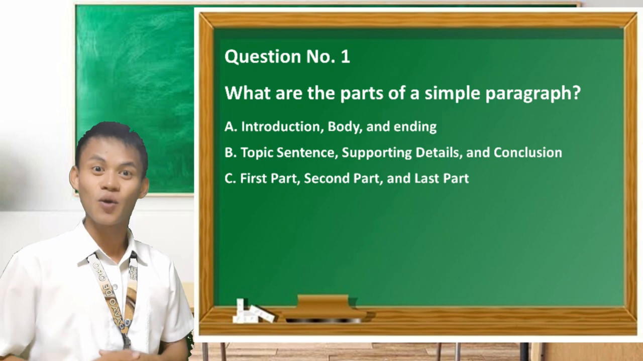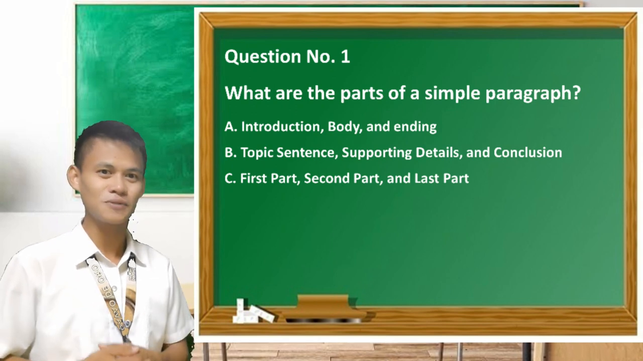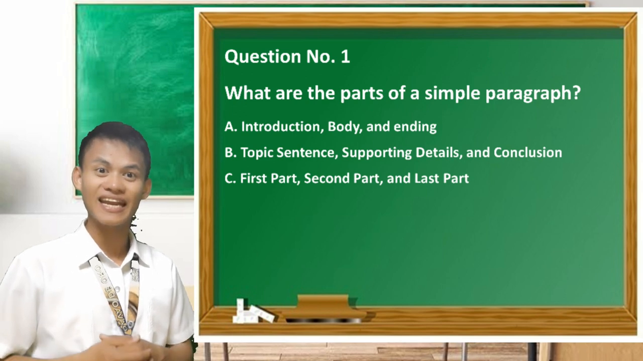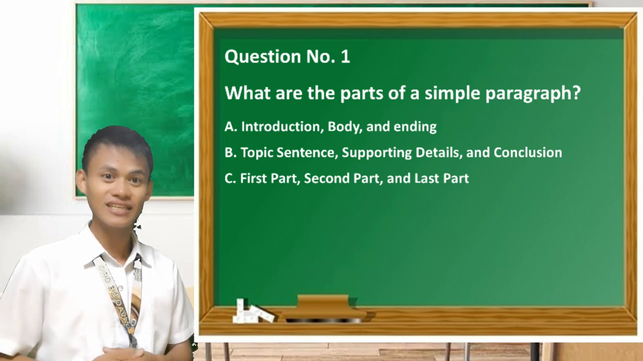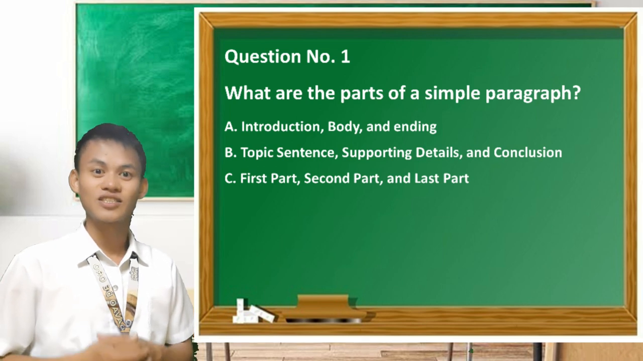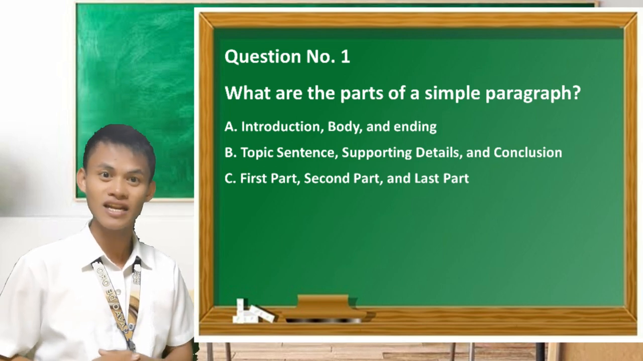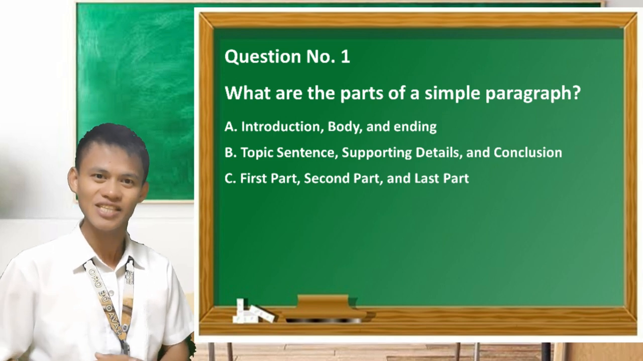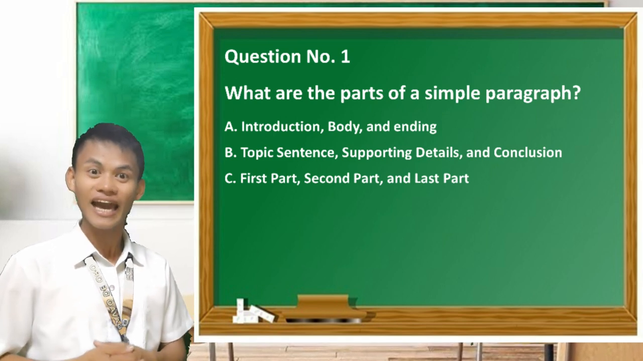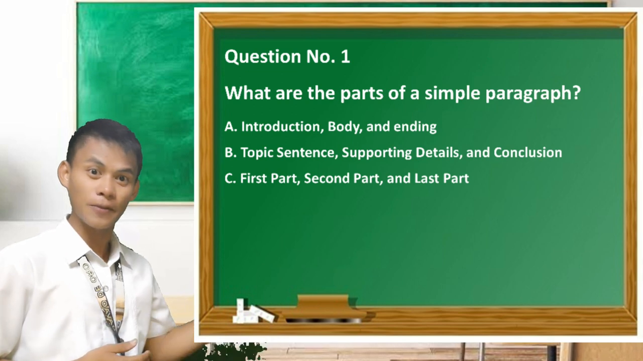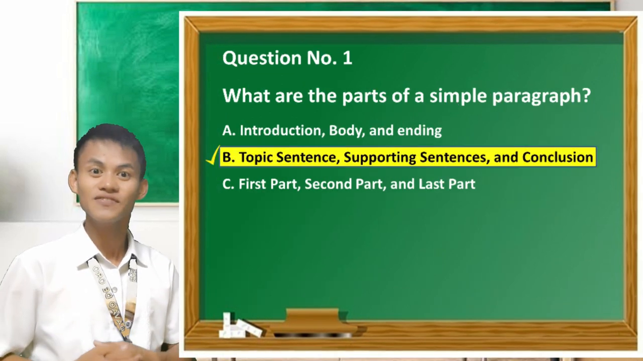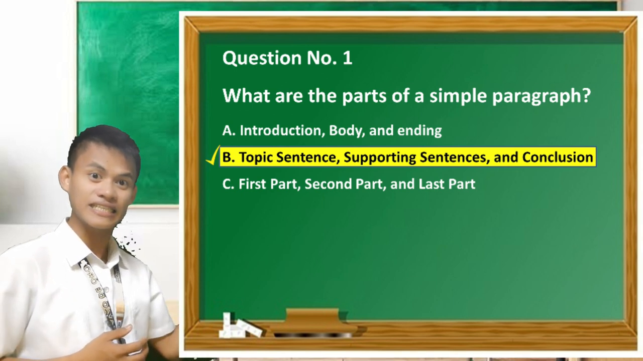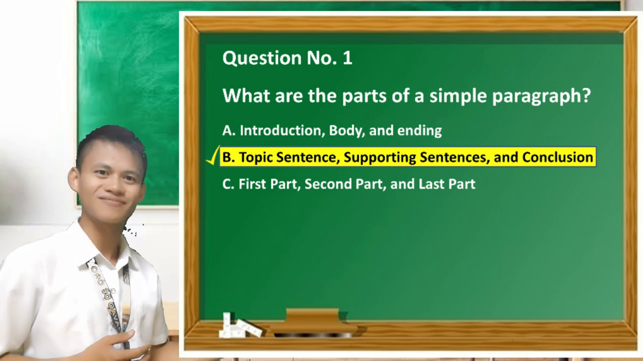Question number 1. What are the parts of a simple paragraph? Letter A, introduction, body and ending. Letter B, topic sentence, supporting details and conclusion. Letter C, first part, second part, and last part. The correct answer is letter B. The parts of a simple paragraph are the topic sentence, supporting sentences, and conclusion.